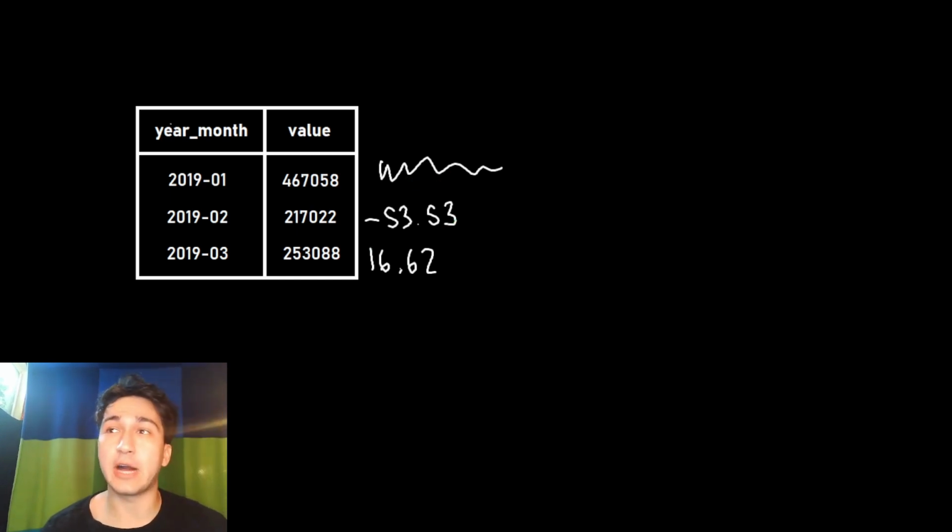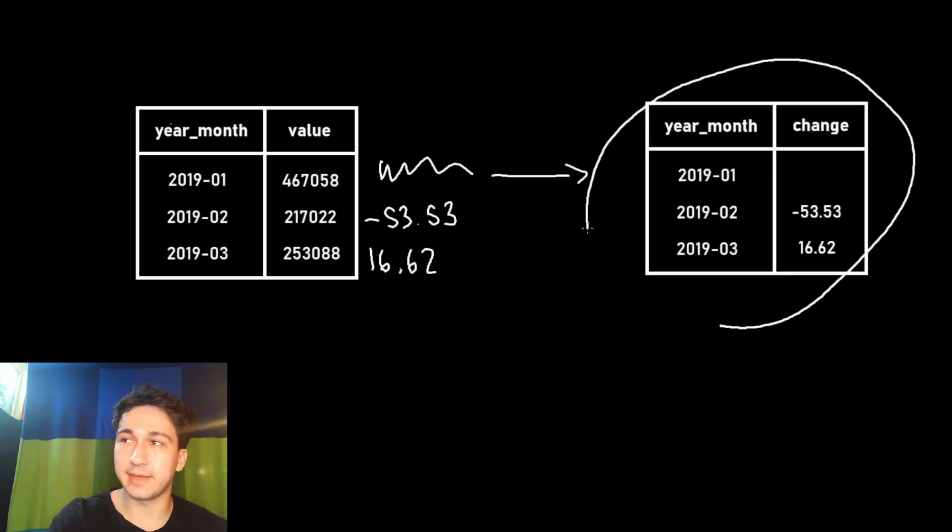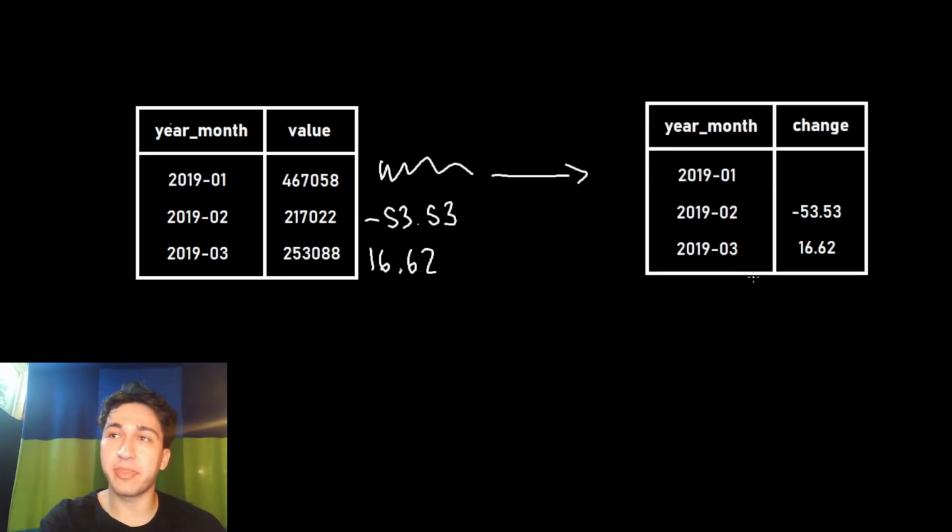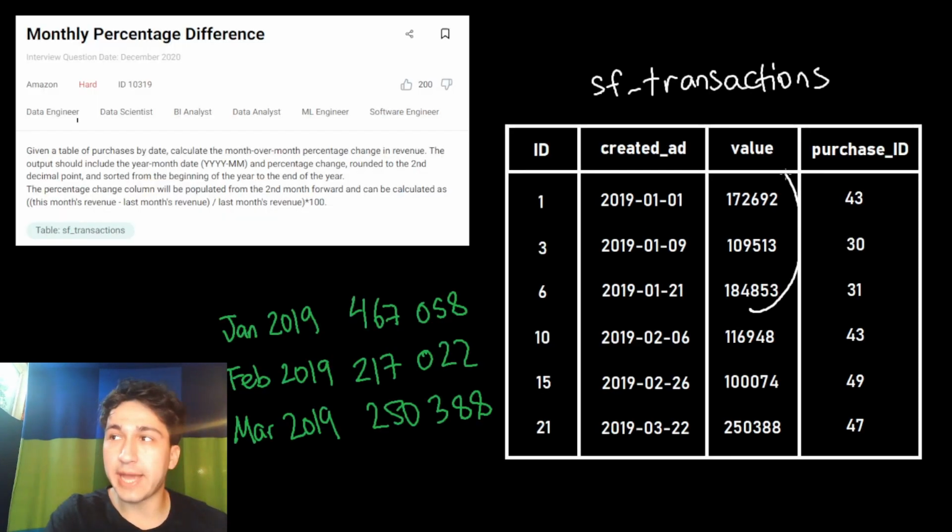Our desired output will look like this. We just take every year and month that they give us and then have the change in percentage as a column. Now, how can we get this? We have to find how much money the company makes each month to even find the percentage change. We're going to have to sum up all the values, right, per month.